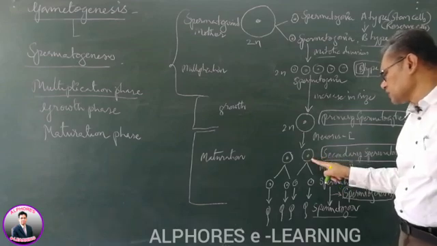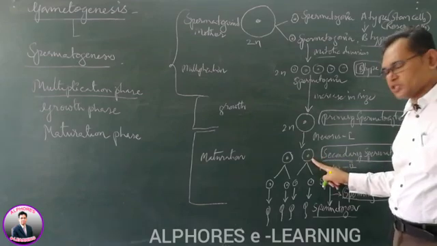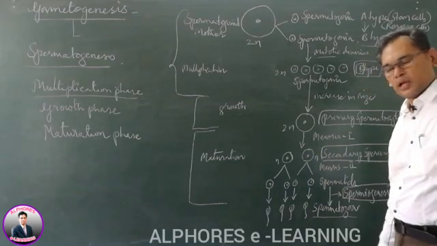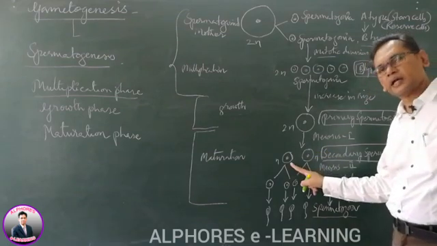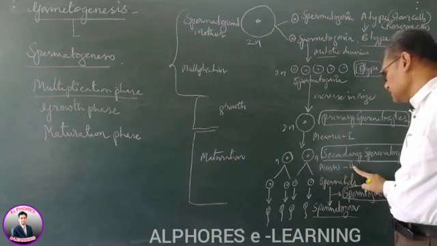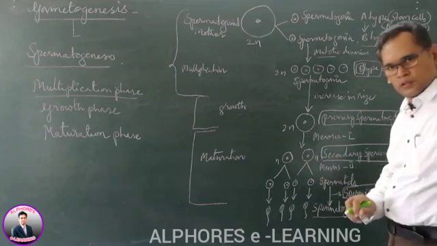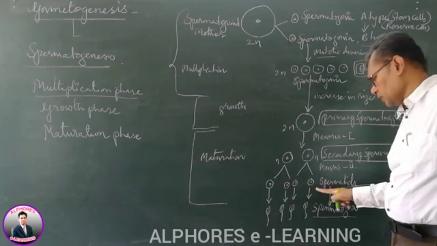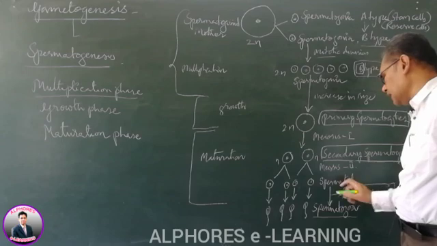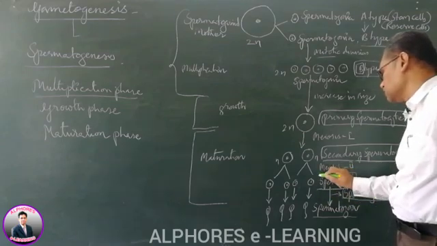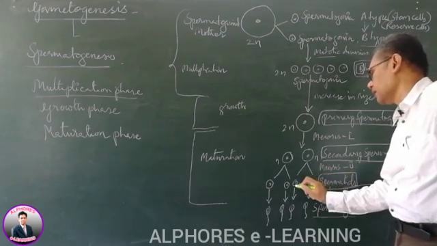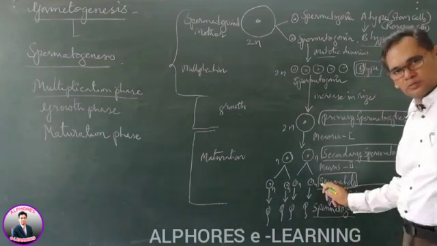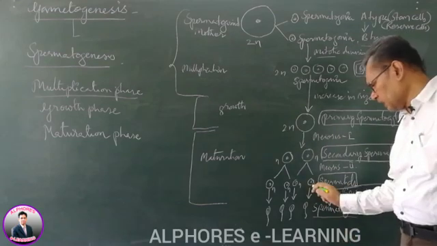These secondary spermatocytes are now haploid. Each secondary spermatocyte undergoes meiosis 2. Meiosis consists of meiosis 1 and meiosis 2. They undergo meiosis 2 to form 4 equal sized structures called spermatids. These are also n, haploid. These spermatids, which are round in shape, get elongated.